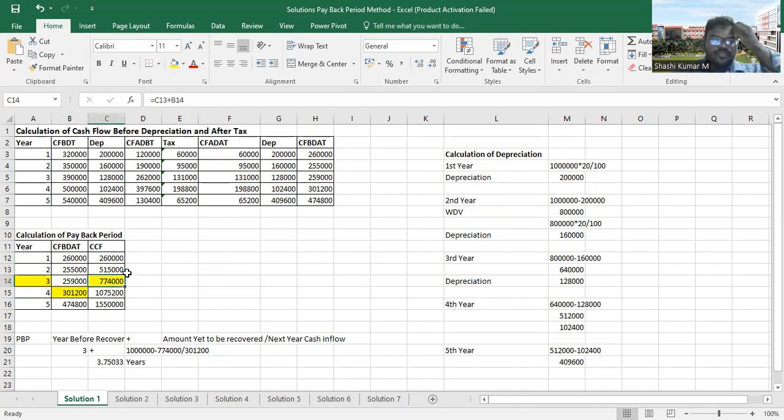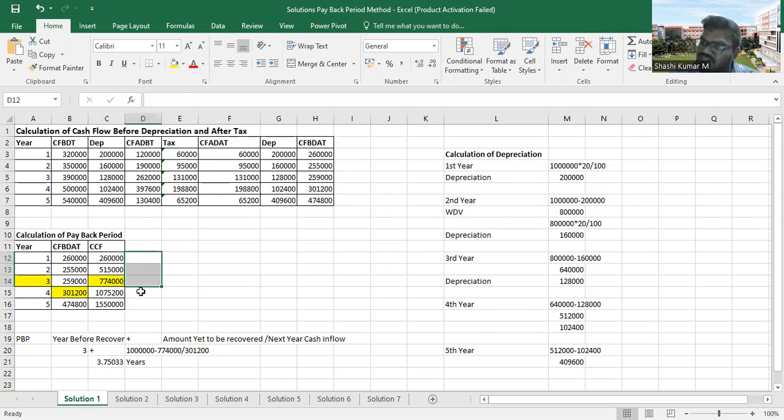Now what is the information we need? How much was the original investment? It is 10 lakhs. So in the fourth year, how much are we getting? It is 10,75,200, which is going beyond our original investment. So we have to find out in which year we are going to recover it. 3 years we got it. So the year before recovery is 3 years. In the fourth year only we are going to recover. That is what we are saying.